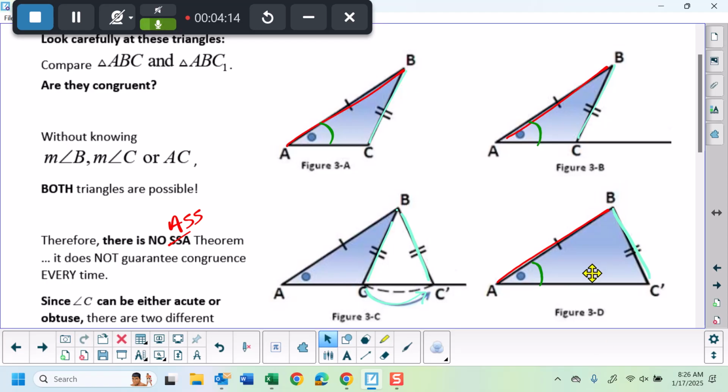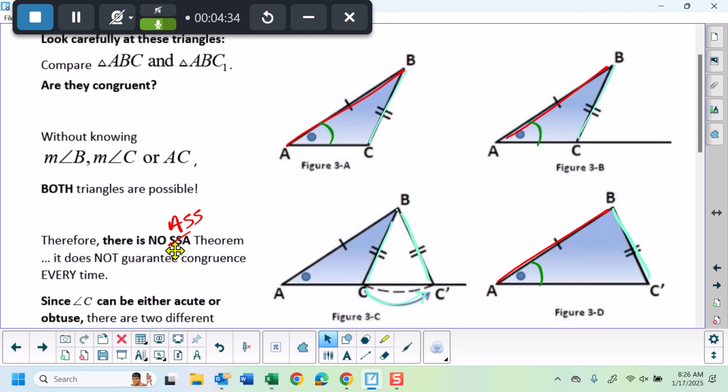So back to that unit 1 conversation about if it's not true all the time, then we say it's false. If we can't prove a statement is true every single time, 1 counterexample blows it. That's what happens here. If I can make 2 triangles, I can't guarantee congruence.